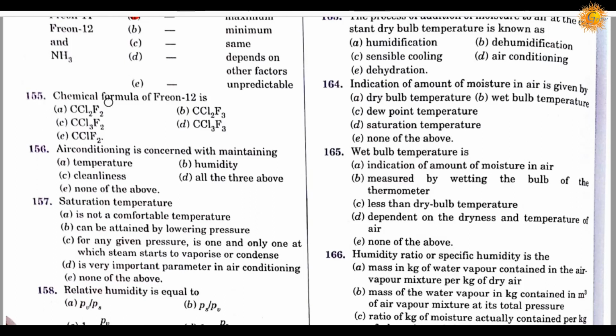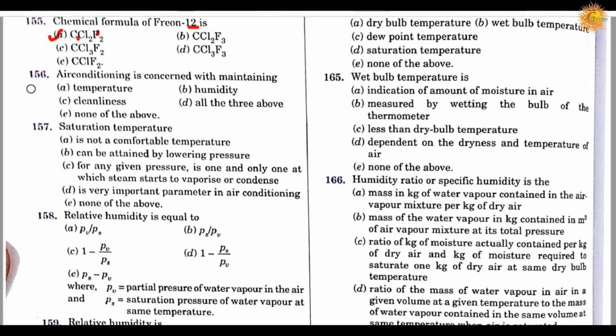Question number 155, chemical formula of Freon 12 is option A CCl2F2, option B CCl2F3, option C CCl3F2, option D CCl3F3, and option E CClF2. So the correct answer is CCl2F2, the chemical formula of Freon 12. It's 12, carbon 1 and maybe chlorine 1, I think.